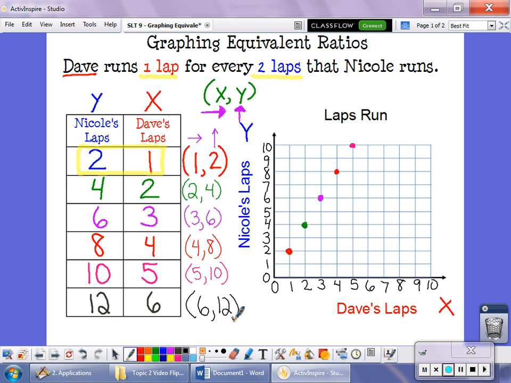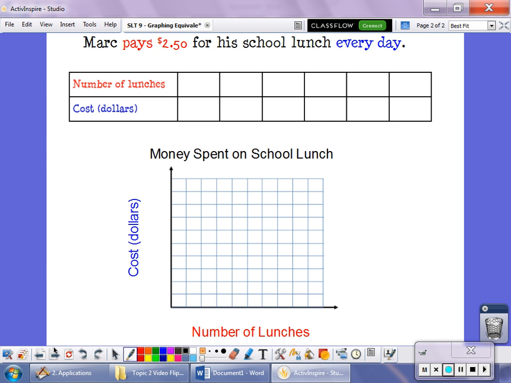Now this idea works even if your ratio table is set up to go horizontally. Like this one. Let's look at this situation. It says Mark pays $2.50 for his school lunch every day. So for one lunch, he's paying $2.50. So let's start with our ratio table. For one lunch, he pays $2.50.